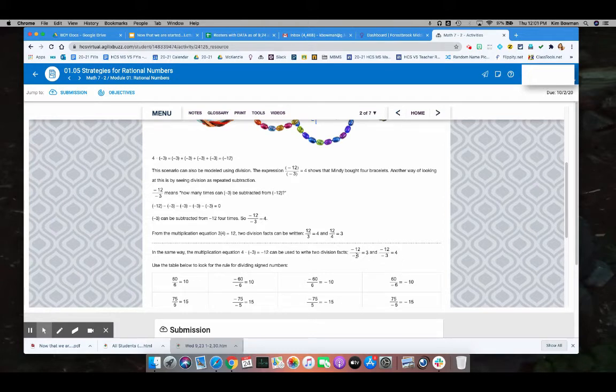I think this might be a typo. It probably should be -12 divided by +4 equals -3. I think they just misplaced the negative in that one.